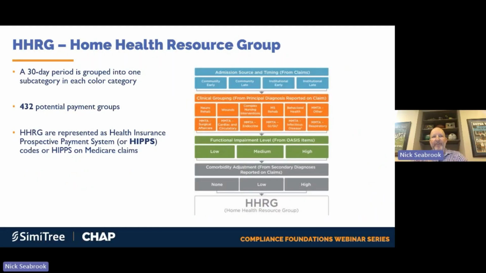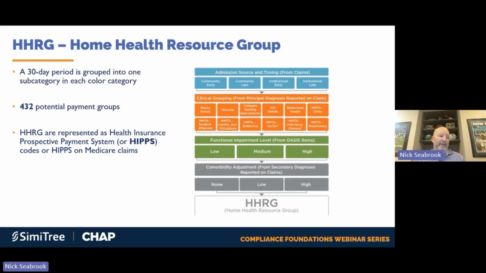So that leads me into this slide here, talking about the Home Health Resource Group, or the HHRG. The HHRG is basically the structure for how Medicare knows how to pay you, right? If you see here, there are 4 different subcategories to the right. Those are all color coded. We'll start at the top. We have the admission source and the timing. The second grouping down is the clinical grouping. The third factor would be the functional impairment score, and the fourth factor would be the comorbidity adjustment.